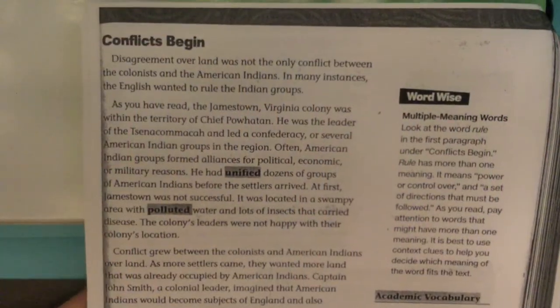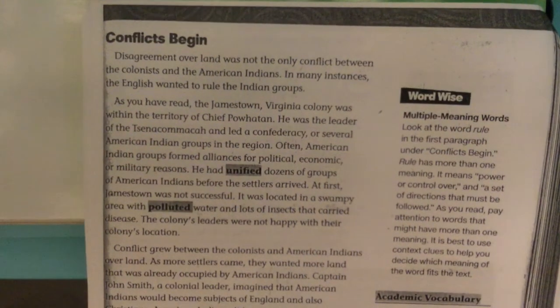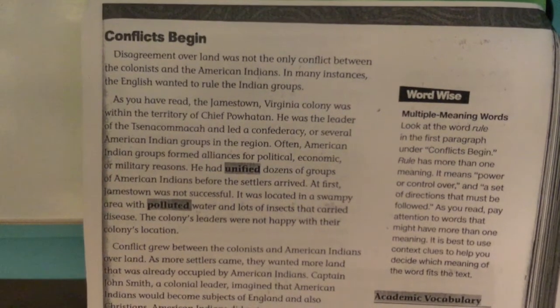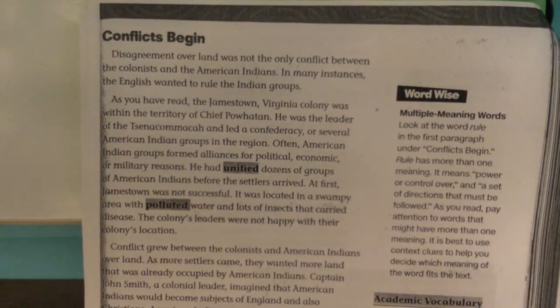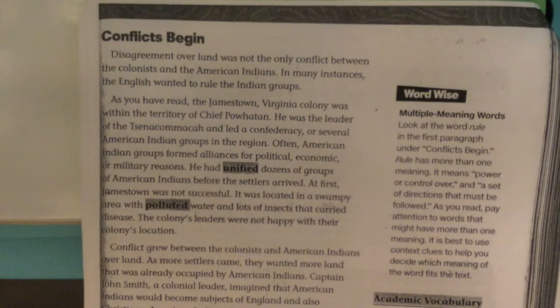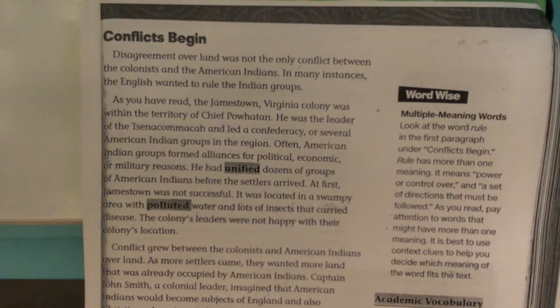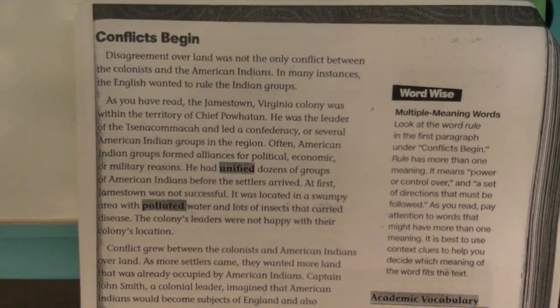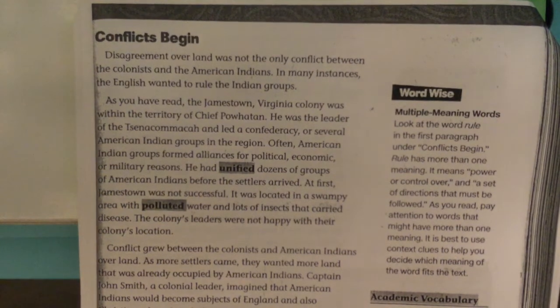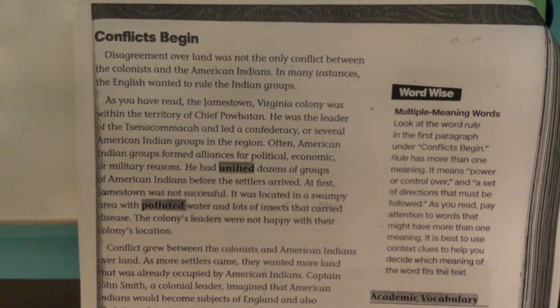In the first part of this lesson, we looked at why the disputes over land might have caused conflicts. Now, the dispute over land was not the only reason conflicts began. So let's read about other issues that they might have had. Conflict begins. Disagreement over land was not the only conflict between the colonists and the American Indians.